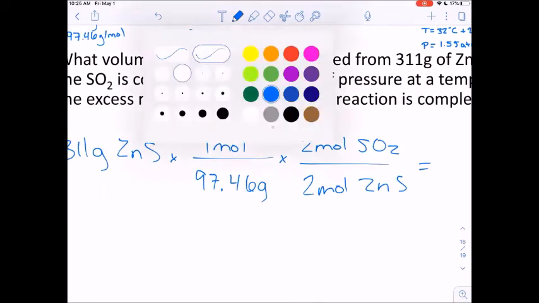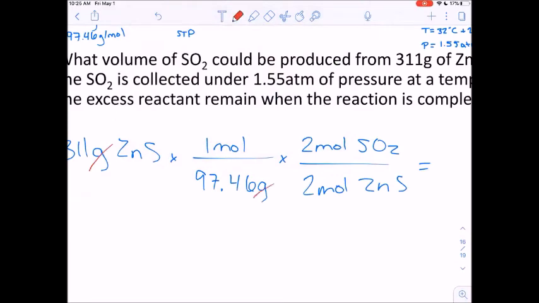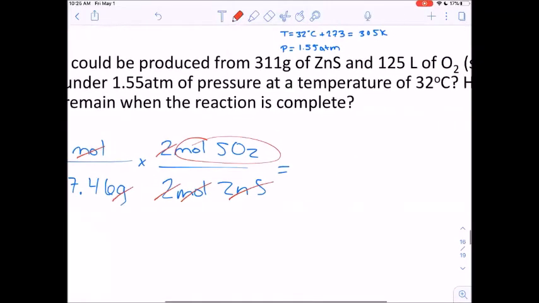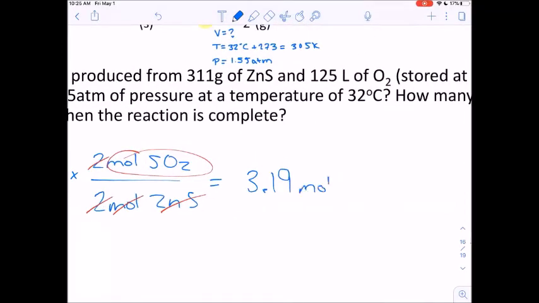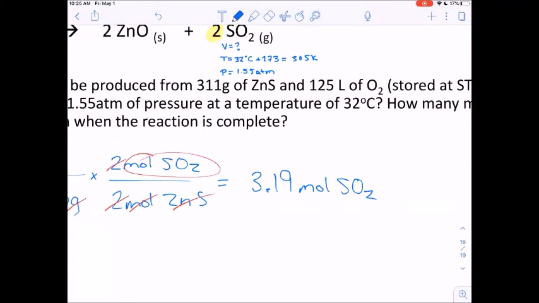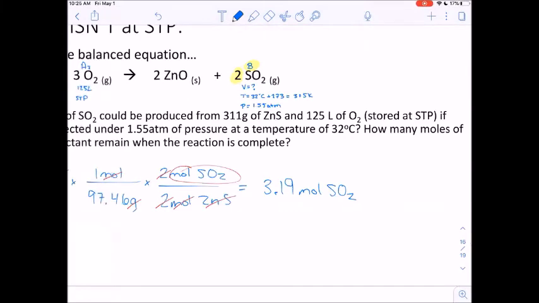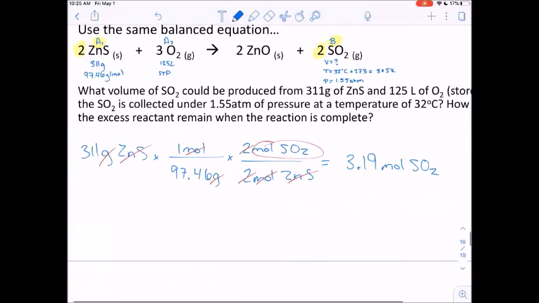So if we do some unit cancellation here, I have grams canceling grams. I have moles canceling moles, ZnS with ZnS, and I actually have 2 canceling with 2 here. So then I'm left with moles of SO2. So when I solve this, I end up with 3.19 moles of SO2. So now I'm not going to solve for the volume just yet, because I want to figure out which one has less moles, and then that's the one I'll use to solve for the volume to save myself some work.